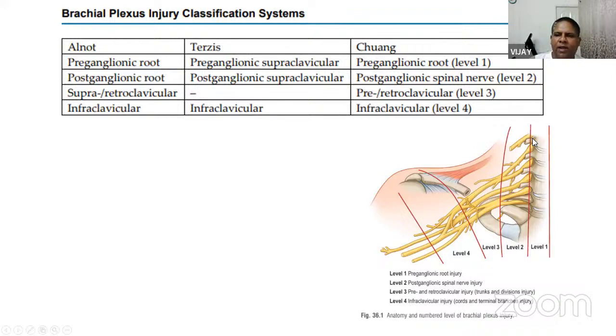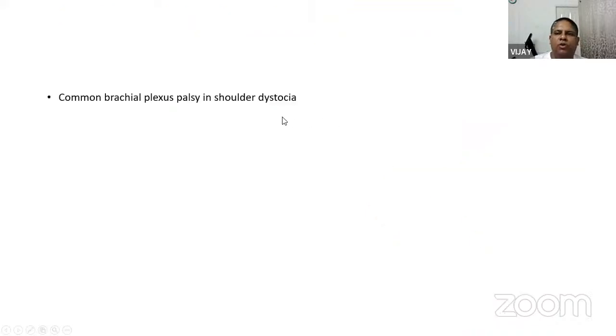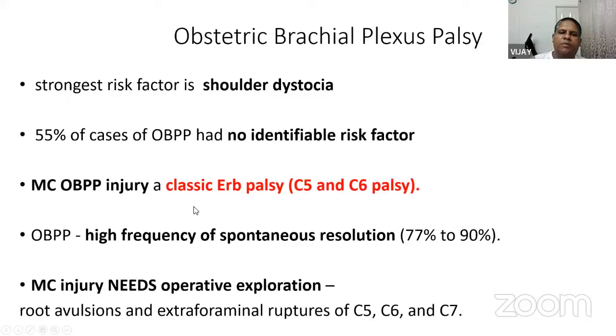So again, preganglionic root avulsion injuries, level 1; postganglionic spinal nerve injuries, level 2; level 3, preclavicular and retroclavicular injuries, mainly contain the trunks and the divisions; and infraclavicular injuries mainly contain the cords and the terminal branches. Also, what is the common brachial plexus palsy in shoulder dystocia was asked. Erb's palsy is the commonest brachial plexus palsy.